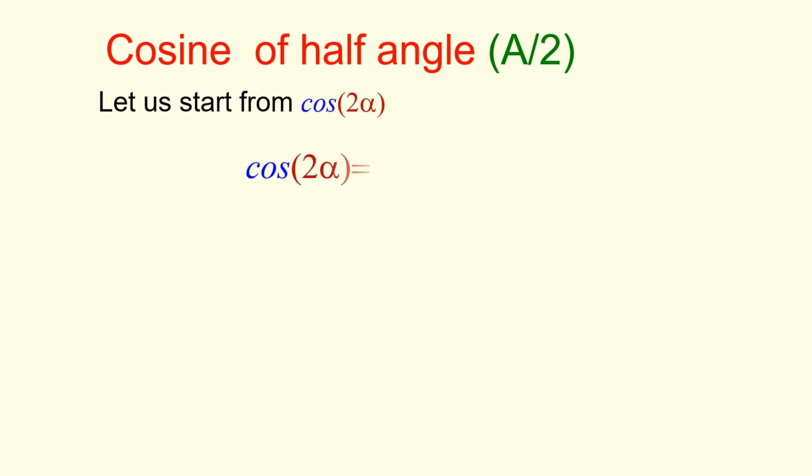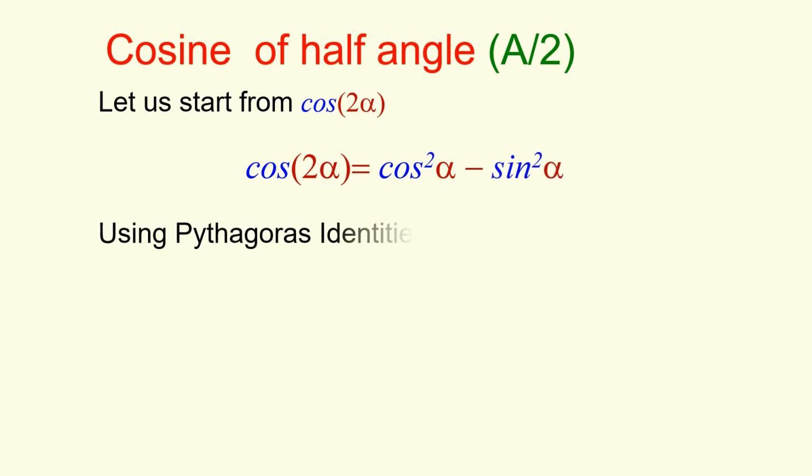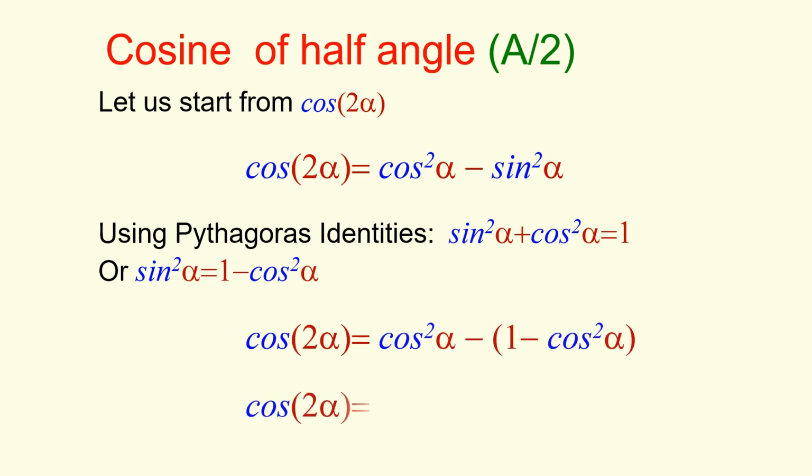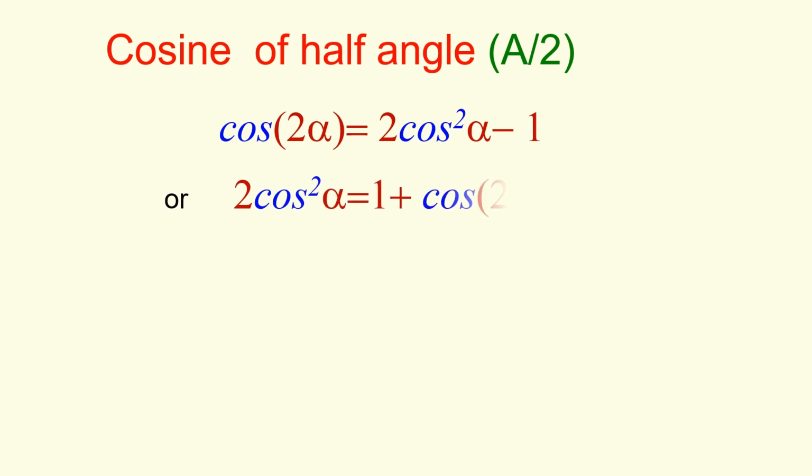Now cosine of half alpha. Let us revisit cos 2 alpha. Using Pythagorean identities, sine squared alpha plus cos squared alpha equals 1, and sine squared alpha equals 1 minus cos squared alpha. With some simple steps we found 2 times cos squared alpha equals 1 plus cos 2 alpha.